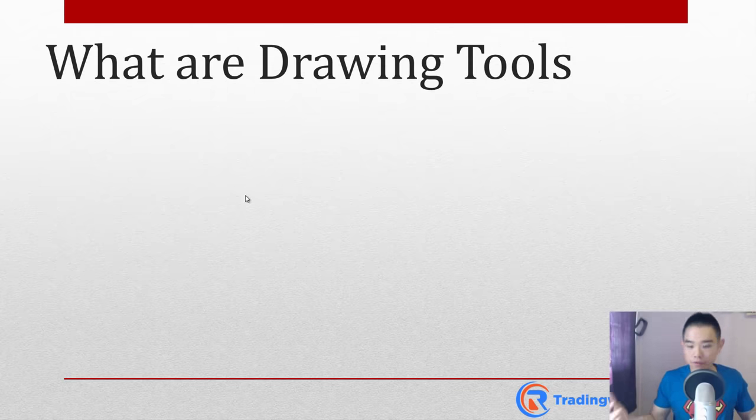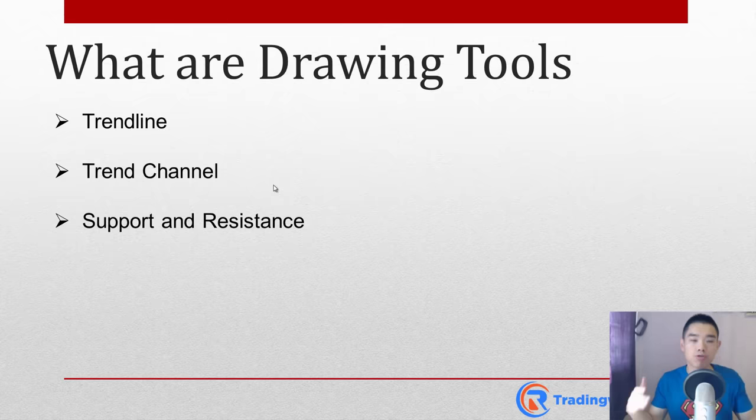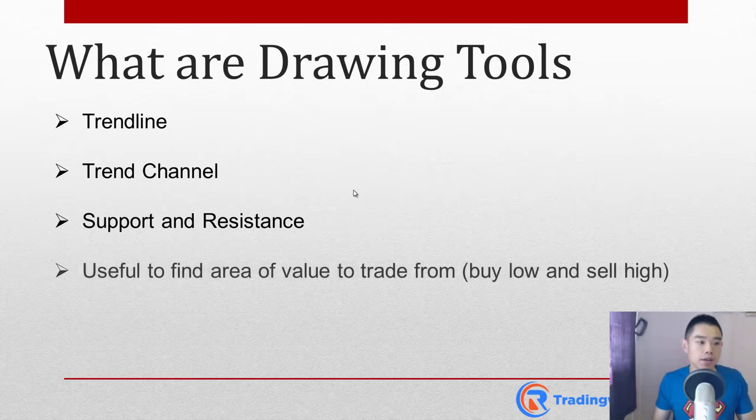So first thing, what are drawing tools? This is the first category of technical analysis that we want to talk about. Drawing tools can be stuff like trend line, trend channel, support and resistance. These are all drawing tools in technical analysis. Of course, there are more, but I'm just listing out the three common ones. They are useful to help you find an area of value on the chart.